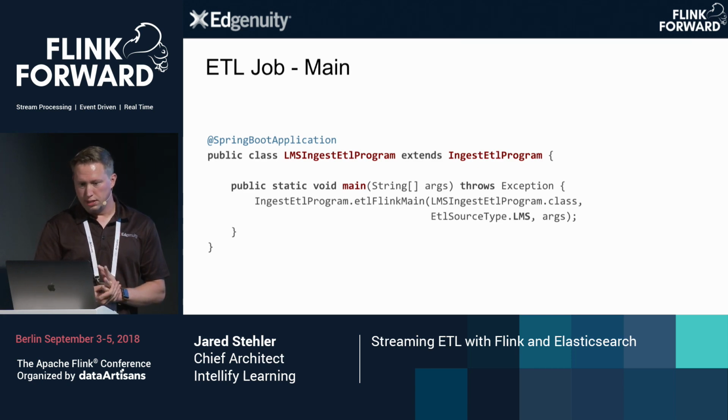This is an example of the ETL main. We use Spring Boot as our auto-wiring mechanism for all of our code base. So you'll see here it has the Spring Boot annotation, and it defines that specific enumeration to attach to that named ETL source type. And of course, the Spring Boot stuff runs when the job graph is first compiled, and then afterwards we're using serialization.